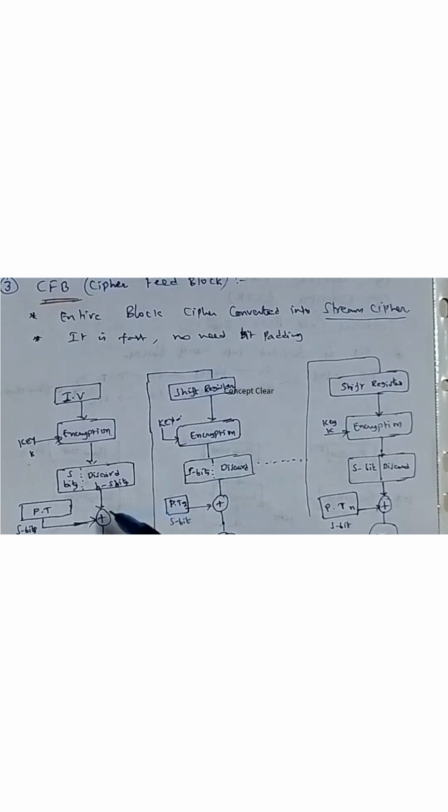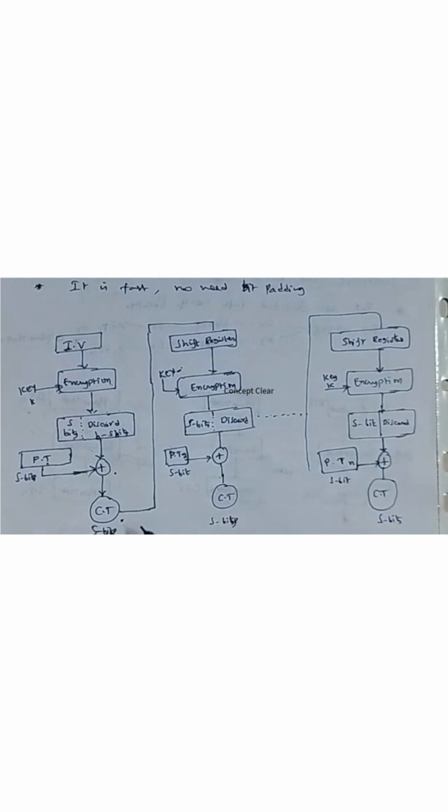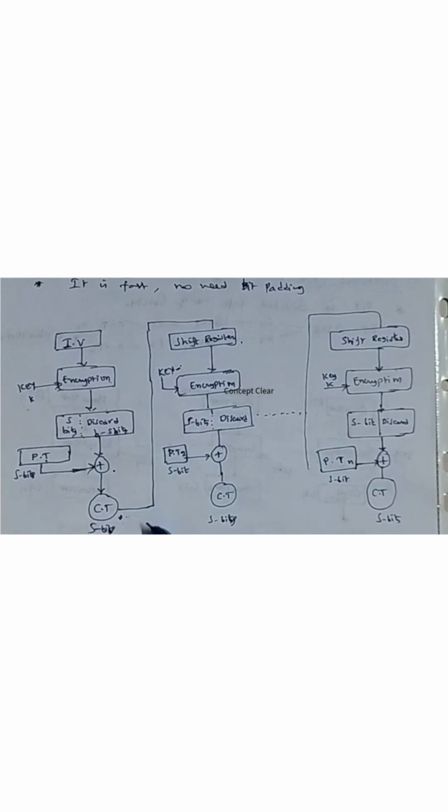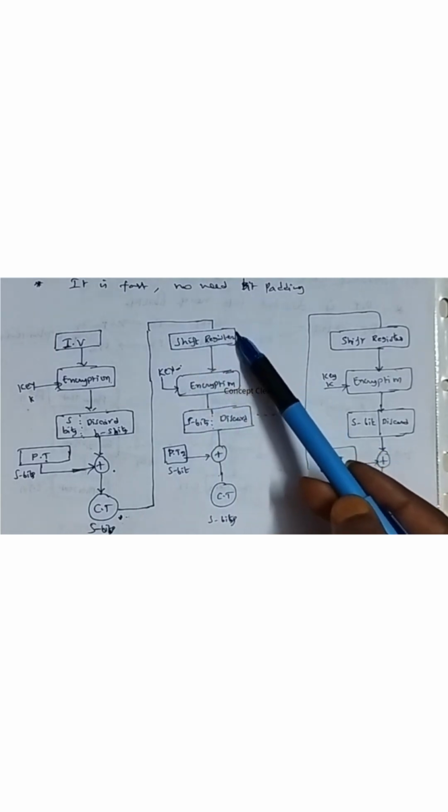Those S bits perform an XOR operation with the plain text. Then the final ciphertext will be given to the top register as feedback. This is the round 1 operation. In round 1, we use the initial vector. Here the round 1 ciphertext will be given as the next round's shift register, as feedback to the second round.